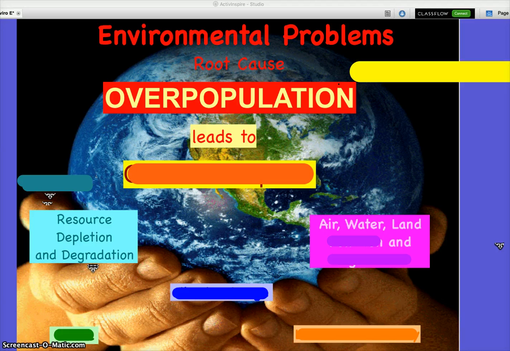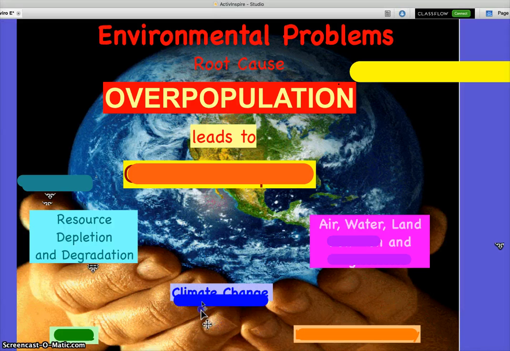What does too many people in the world lead to? Tell me any environmental problem you're aware of. You mentioned one before. Lack of resources. What else did you say? Global warming. We're going to call it climate change. What else? It's a big problem always. Everywhere. On your air, land, and water. Good. Pollution.